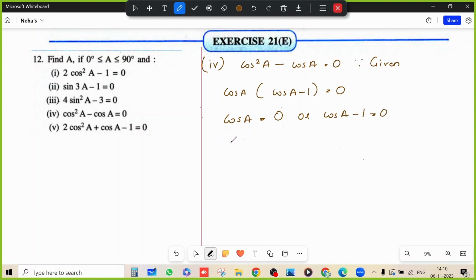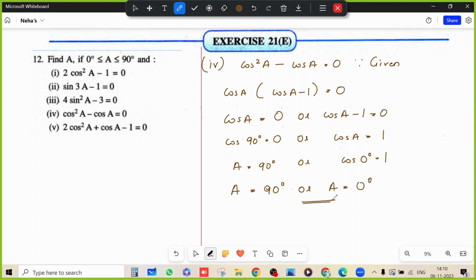Now we know that cos 90 degree is equal to 0, and here we are going to rearrange the other one. So this will become cos A is equal to 1. We know that cos 90 degree is equal to 0. Therefore, angle A will be equal to 90 degree, or here we know that cos A is equal to 1 and cos 0 is also equal to 1. So, from this we will get A is equal to 90 degree or A is equal to 0 degree.